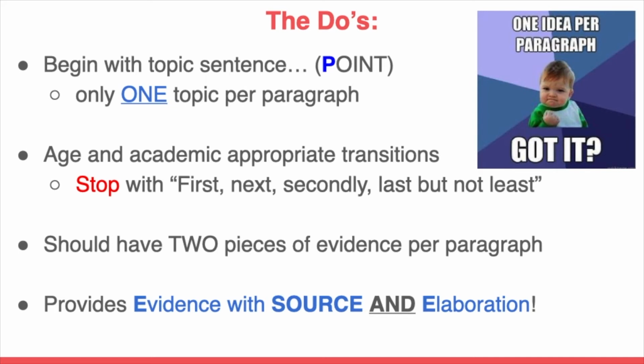You should always have 2 pieces of evidence for every paragraph. No more, no less. You need to support whatever your topic is with 2 pieces of evidence to really show, hey, you know what? They really didn't have money because look at what they had to do. With your evidence, always provide your source and always explain it.